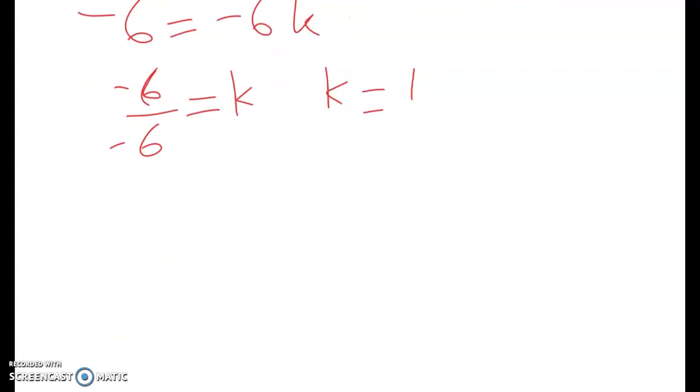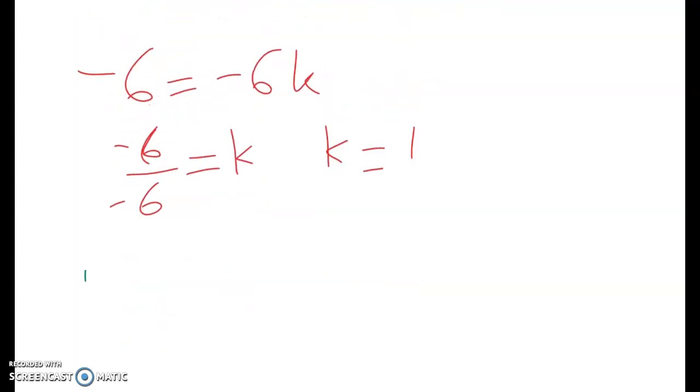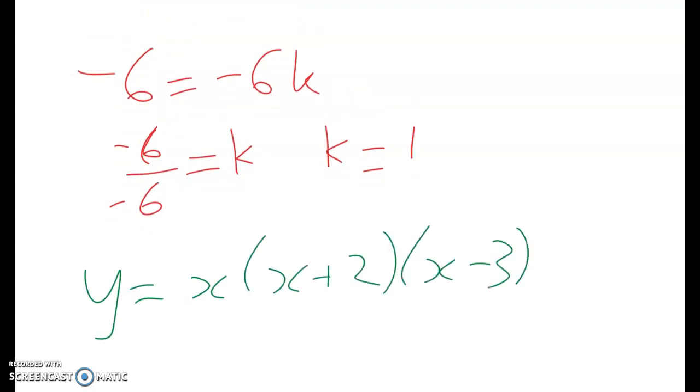Right, let's put that all back together. That gives me an equation of y is equal to x times x plus 2 times x minus 3. So the x-intercepts in there are 0, -2 and 3.